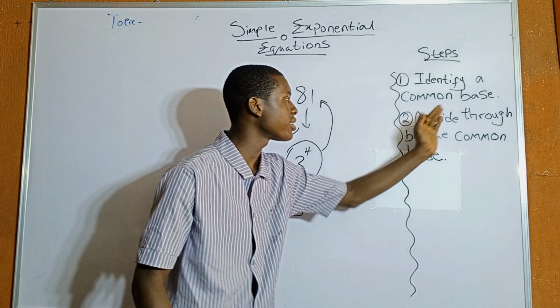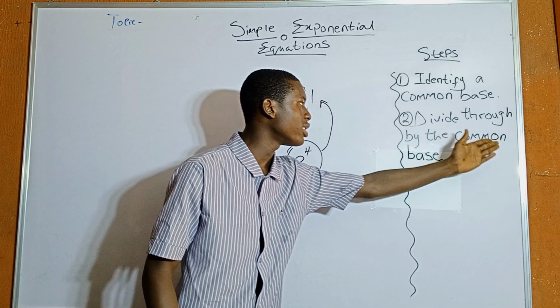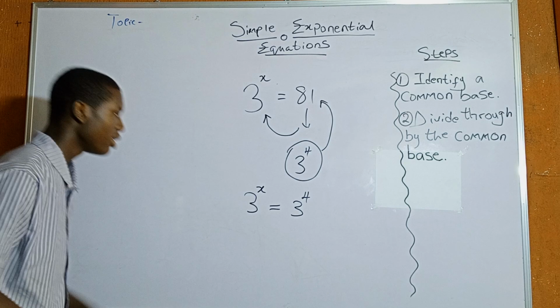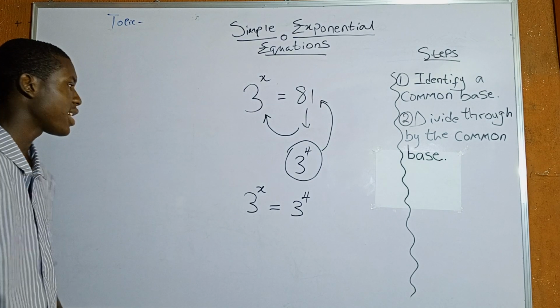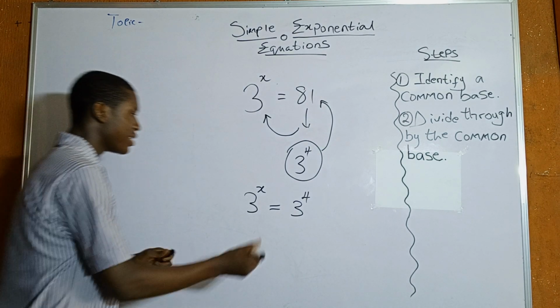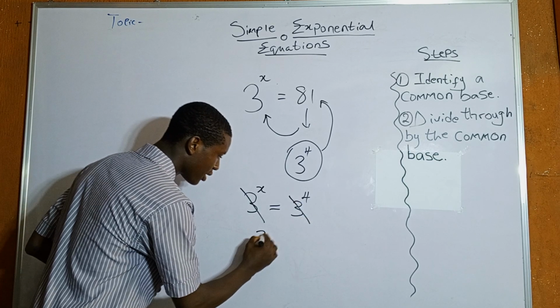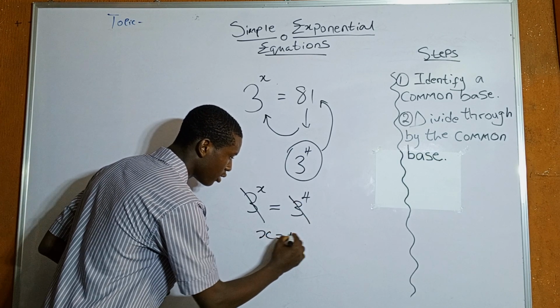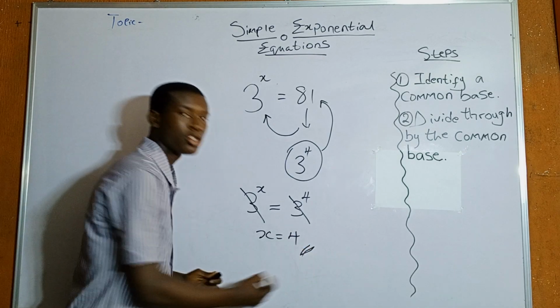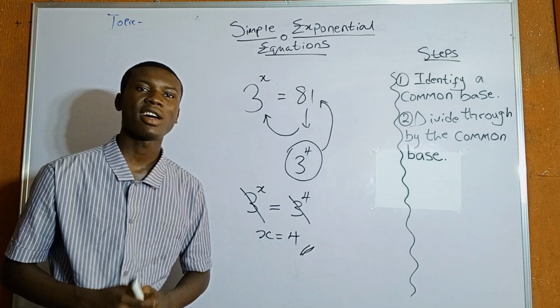Now, step 2 says divide by the common base. The common base is 3, and it says divide, which we can simply do: 3 cancels 3, and we are left with x equals 4. And that is how you solve a simple exponential equation.